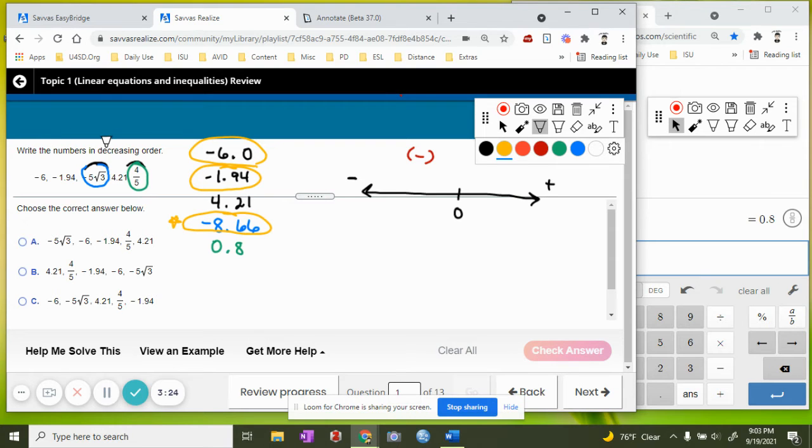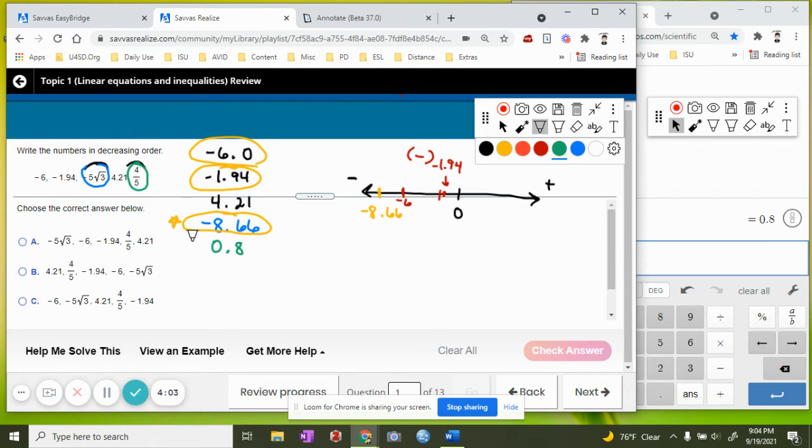So if I want to write the numbers in decreasing order, this is my smallest, not the biggest. So this one's going to be like way over here. So that's my -8.66. The next one then is -6 because that is between 0 and -8. So that's right about here. And then -1.94 is just a little bit before you get to -2. So that's my -1.94. And then we move into our positives.